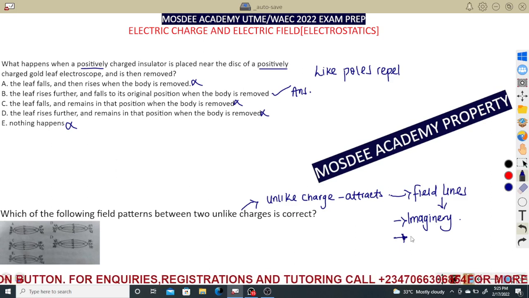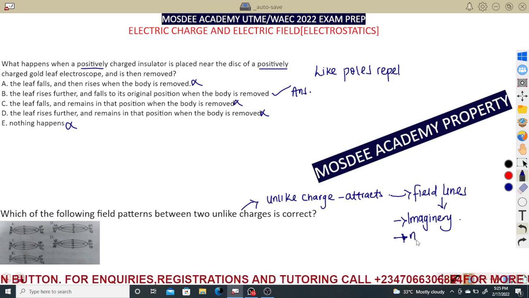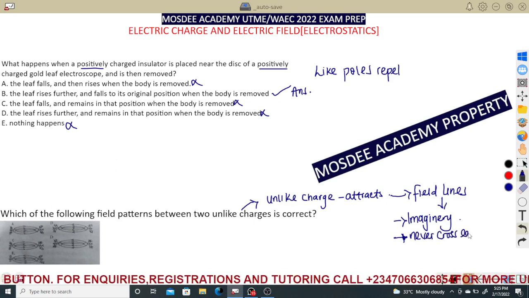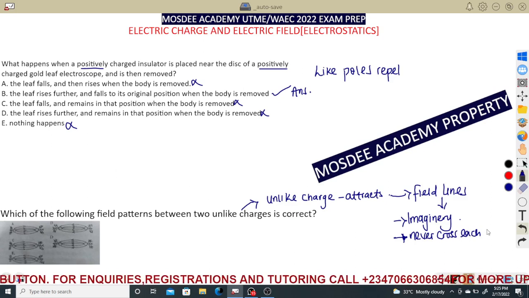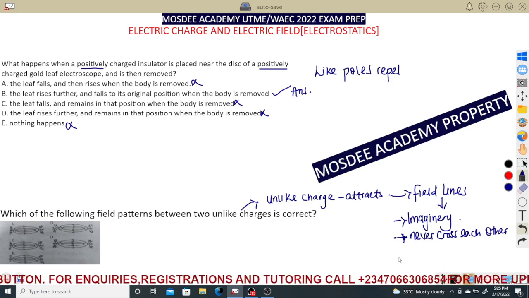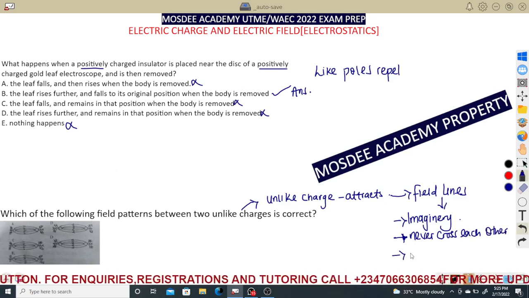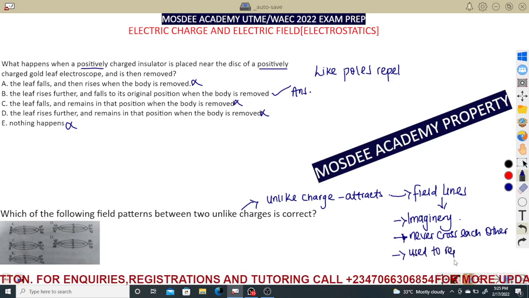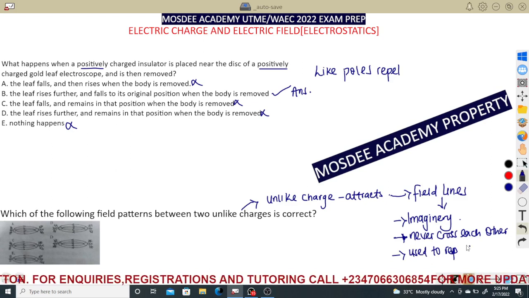They never cross each other. I'm talking about the characteristics of field lines. They never cross each other. Basic concept. They are used to what? They are used to represent fields.